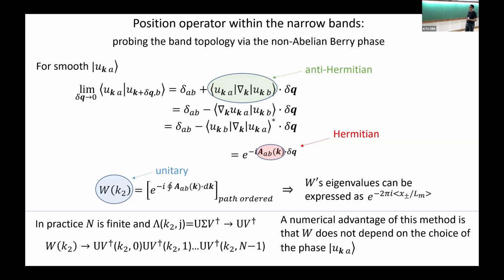The numerical advantage of this method is that the W does not depend on the choice of the phase of U. So when you solve this on a computer and you're not fixing the phases of your wave functions, the computer is going to randomly assign a phase to your Bloch state. This procedure doesn't care about that random phase. That's the nice thing about it. It's gauge invariant in this sense.